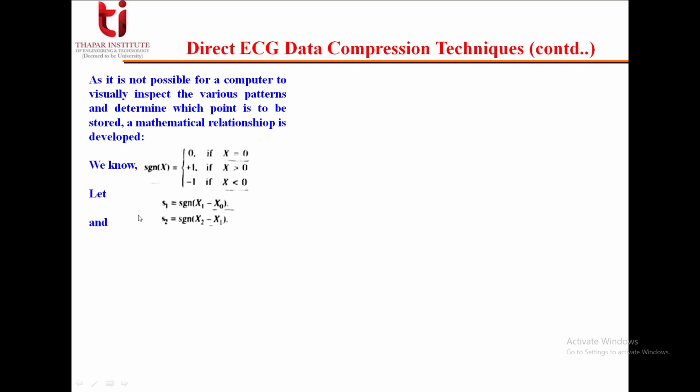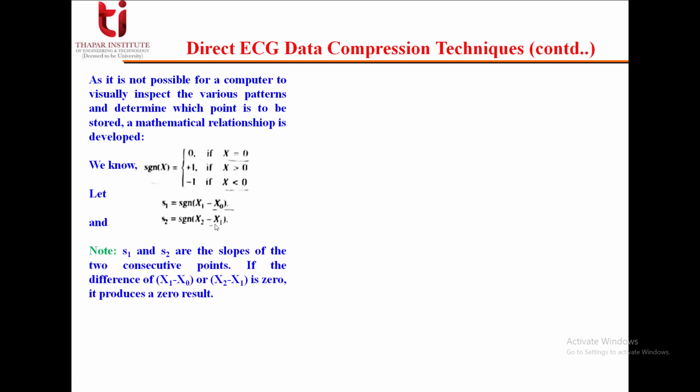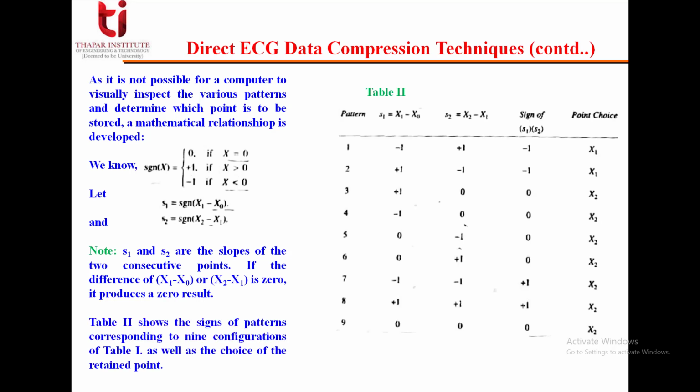So here we will keep two parameters, S1 and S2. S1 is computed as the signum function of x1 minus x0, and S2 is computed as the signum function of x2 minus x1. So S1 and S2 basically are the slopes of the two consecutive points, and if the difference of either x1 minus x0 or x2 minus x1 is 0, it will produce a 0 result.